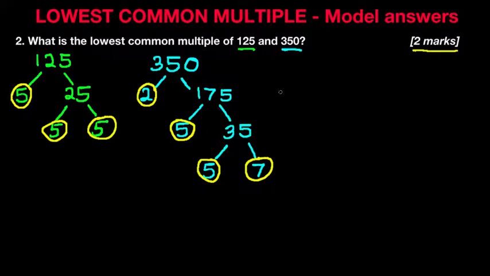So the first stage is done. So let's write these numbers out. 125. Now you can take shortcuts here, but the most important thing is if you know the full method, use it in practice. Because by the time you get to the exam, you would have mastered it. So 125 equals 5 times 5 times 5. And we're going to do the same for 350.